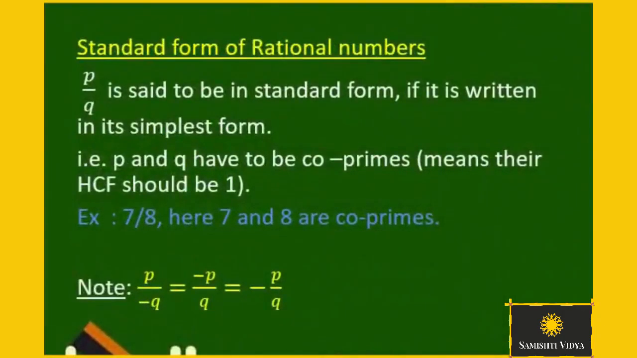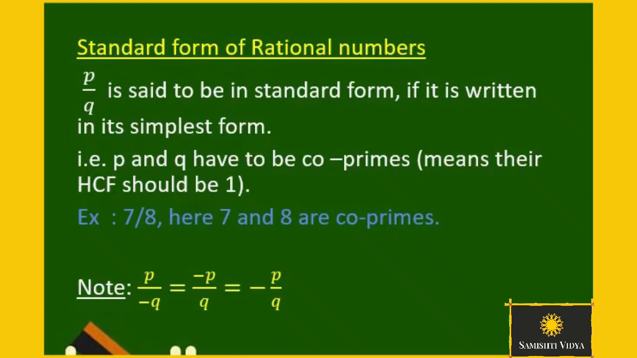What do you mean by standard form of rational numbers? A rational number p by q is said to be in its standard form if it is written in its simplest form, which means p and q both have to be coprimes. Do you remember what coprimes are? Yes, it means their highest common factor is 1.